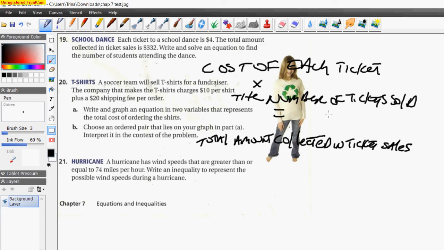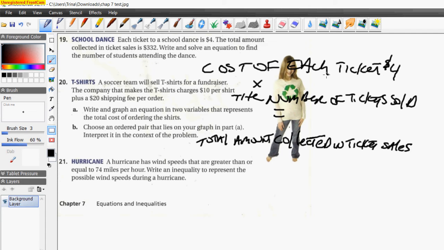That's the written part. That's what we're getting out of this when it says school dance. Each ticket to a school dance is $4. The total amount collected in ticket sales is $332. Write and solve an equation to find the number of students attending the dance. So I'm writing this out for you. It's like the cost of each ticket. What is the cost of each ticket? Each ticket is $4. Okay? I'm going to write that so you'll know it. So each ticket right here is $4. Okay? That's $4. All right?